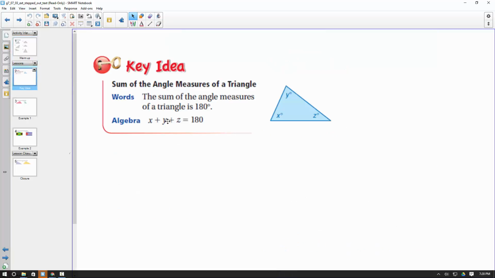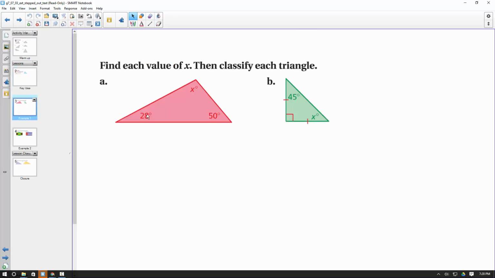Basically, what we're looking at for this major unit is just the sum of the angle measures of a triangle. So we did this in previous lessons, but if I add all of them up, it should add up to 180 degrees. And the way that they say that is x plus y plus z equals 180. So if I look here, I have 28, 50, and something. So I first have to solve for this, and then figure out what kind of triangle this actually is. Well, I know that this is going to be absolutely scalene because they're all going to have different angle measurements, right? That's the first thing I know.